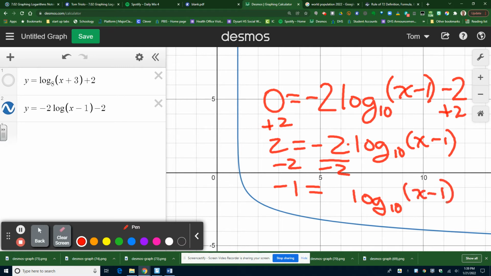My problem is I still have that log attached, so we need to unhook the log. What did you learn how to do yesterday? Change logarithmic equations into exponential ones. So that's 10 to the negative 1 is equal to x minus 1. Well, 10 to the negative 1 is just 0.1.